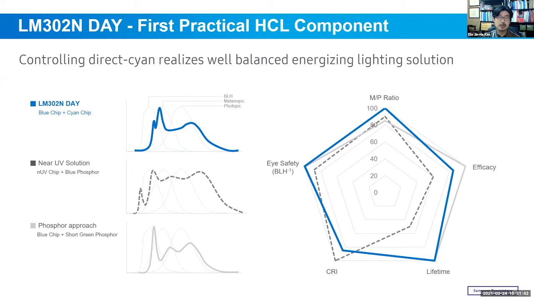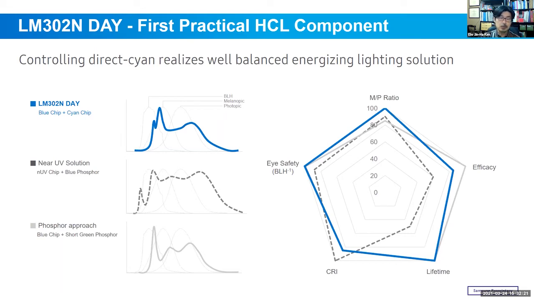So the first one, the lighting spectrum of LM302N day, is created by 2 different indium gallium nitride dies that emit in the conventional blue and cyan region, and another second blue and cyan region. And in your chart, you see a blue light hazard function, a melanopic sensitivity function, and a photopic sensitivity function that are overlapped with the lighting spectrum. And we analyzed these 5 different metrics to see how balanced this spectrum is.